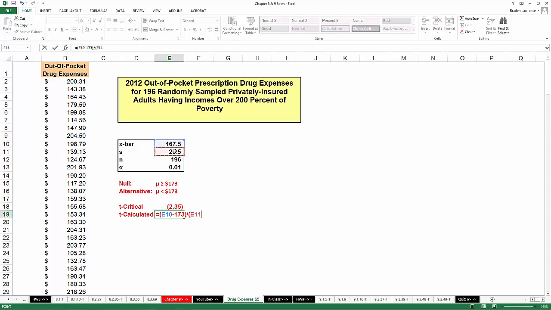Because we calculated a t-value based on our sample data less than negative 2.35, we will reject the null and conclude that the 2012 average out-of-pocket prescription drug expenses are actually indeed lower than the 2002 average. We can also find the p-value by either using the table or using our t.dist and using our t-calc and degrees of freedom to find our cumulative probability, resulting in 0.0039.